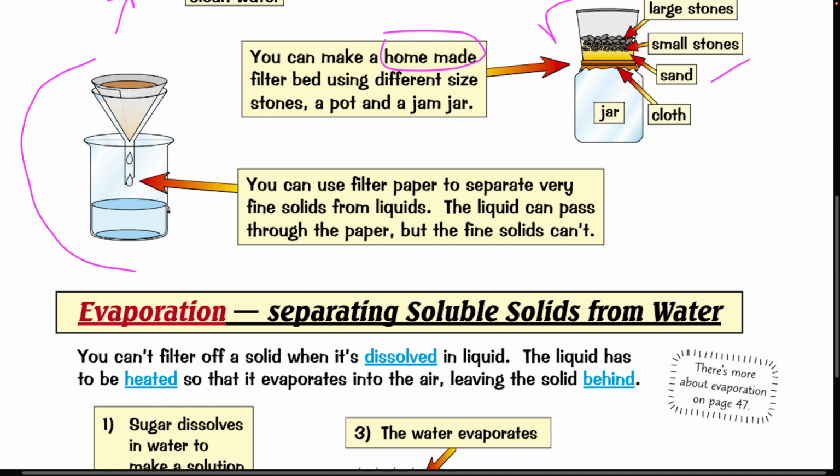So let's read that. You can use filter paper to separate very fine solids from liquid. The liquid can pass through the paper, but the fine solids can't. So this word fine, let's see this word here. This is a very interesting word. Let's understand a little bit about that. So fine, what is that?